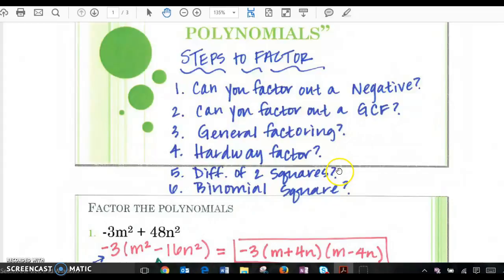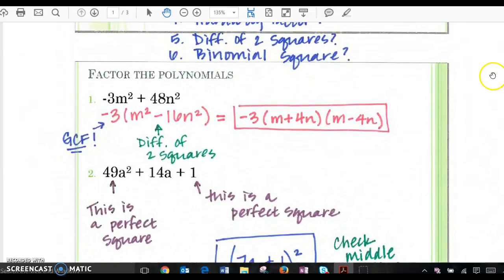And then for today, it's mostly going to be focusing on 5 and 6, which are, is it a difference of two squares? Is it a binomial square? But we still need to look forward to see if we can take out a negative or possibly even a GCF. On number 1, definitely need to take out a -3 here.